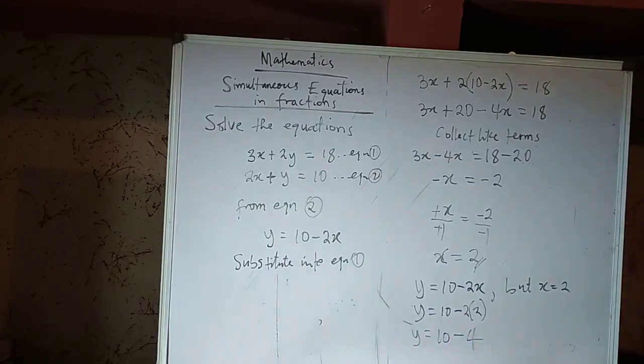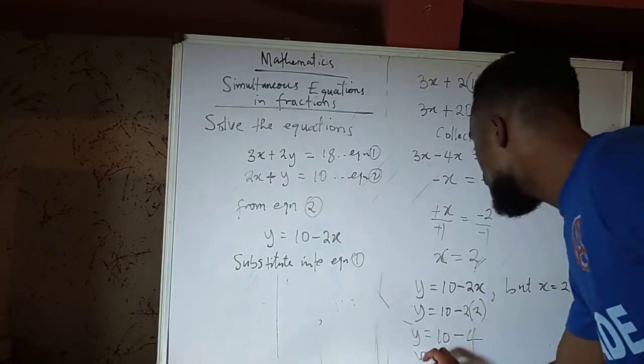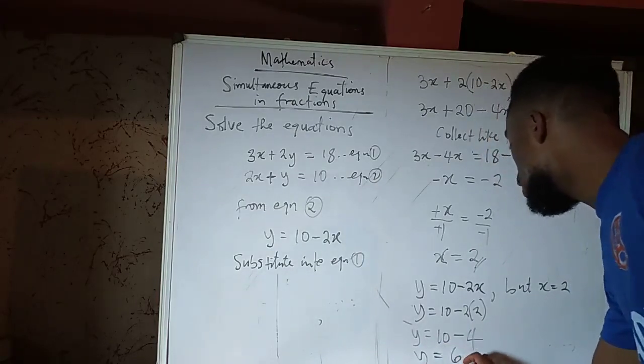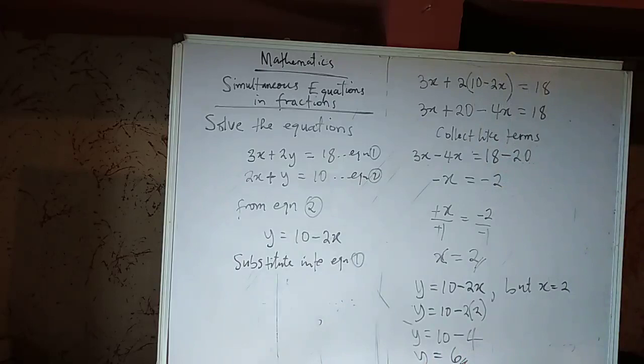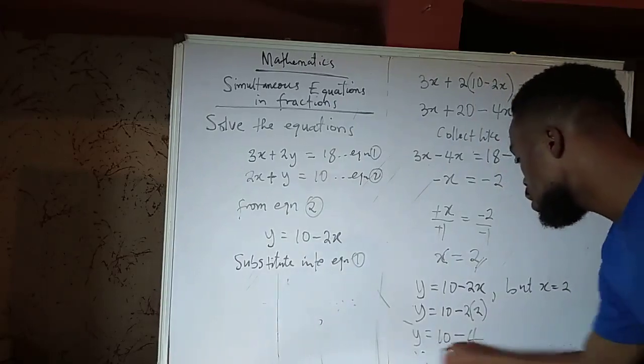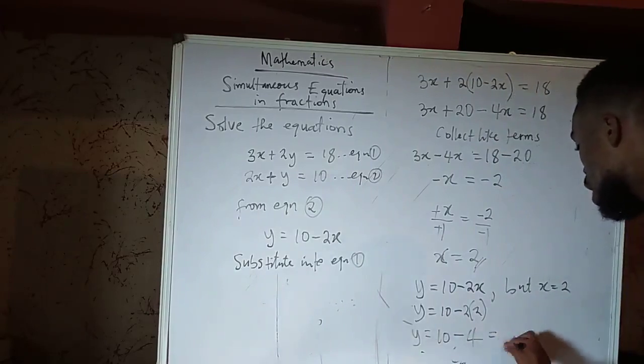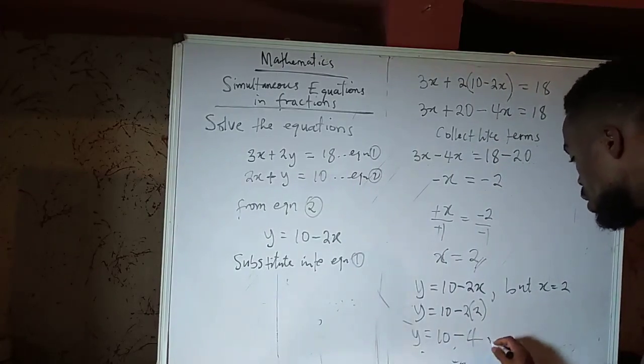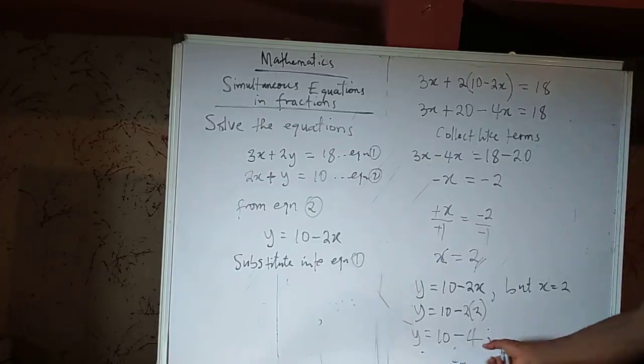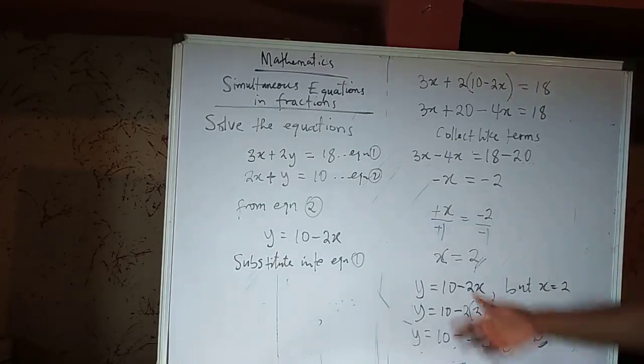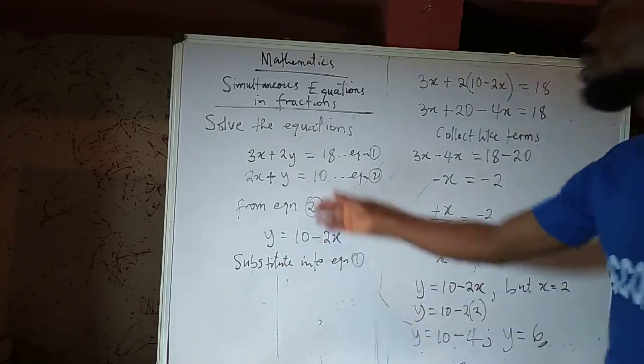2 times 2, which is 4. So y is going to be 10 minus 4, which is what? 6. 10 minus 4, which is 6. Okay, I think I should write it here so that you just see. This semicolon is to separate what is here with what I'm going to write now. So this is going to be y equal to 10 minus 4 is what? 6. Okay, so that is how we solve this kind of problem.